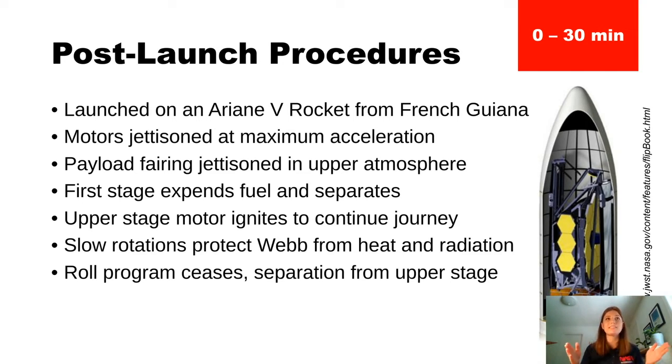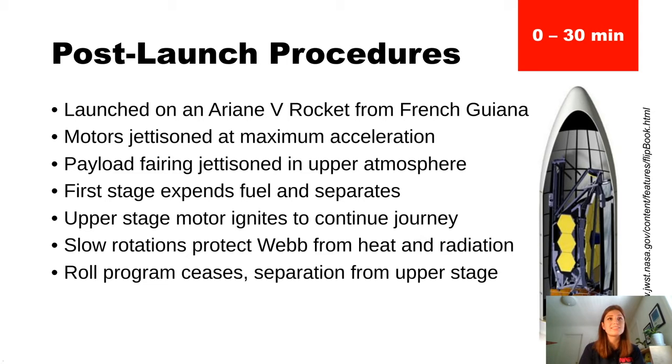All right, so I just wanted to give you an overview of all of the deployments as they're going to happen in the rough timeline that they're scheduled to happen on the mission. So first are the post-launch procedures, and those are pretty standard for any kind of mission that's going to be launched. First, Webb will be launched on an Ariane 5 rocket from French Guiana. Then motors are going to be jettisoned at maximum acceleration. The payload fairing will be later jettisoned. The first stage will separate, and then the upper stage will carry Webb a little bit further. During this period of time, slow rotations are going to be made where Webb just kind of rotates back and forth to protect the observatory from heat and radiation.